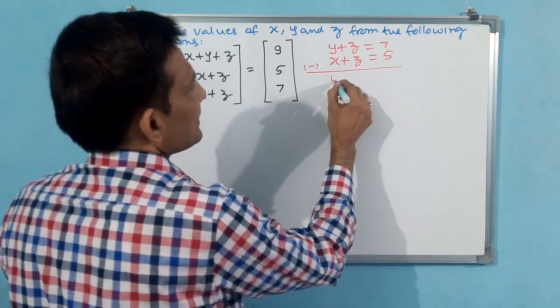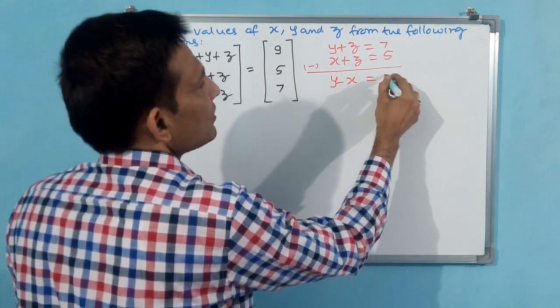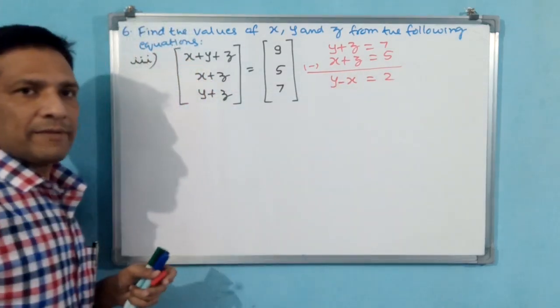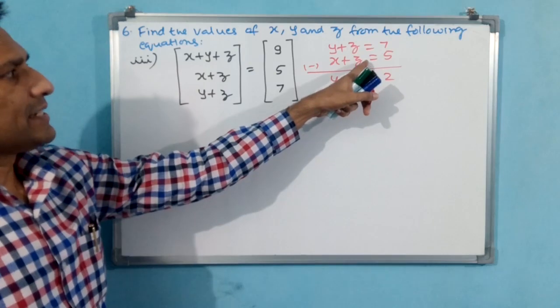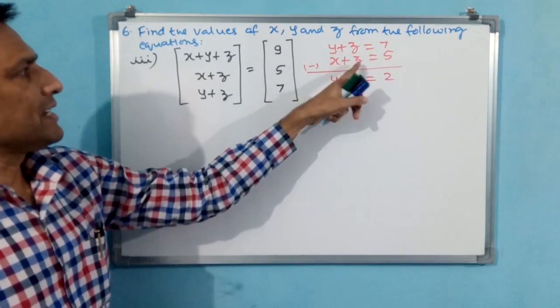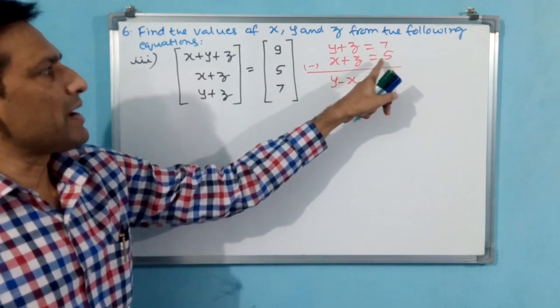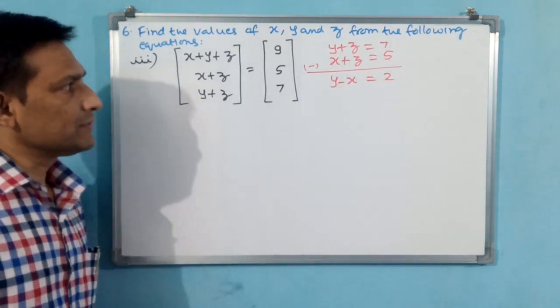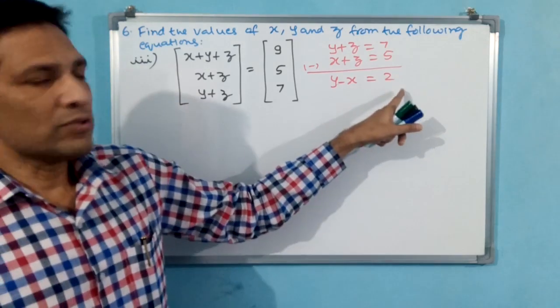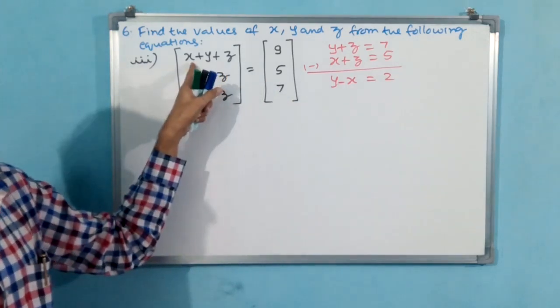Then y minus x is equal to 2. Is it okay? Why? Because z minus z is going to get cancelled. Y minus x is equal to 2. Z minus z is equal to 0. 7 minus 5 is equal to 2. Y minus x is equal to 2 has come. Okay. Now how can you use this equation for this equation to find?